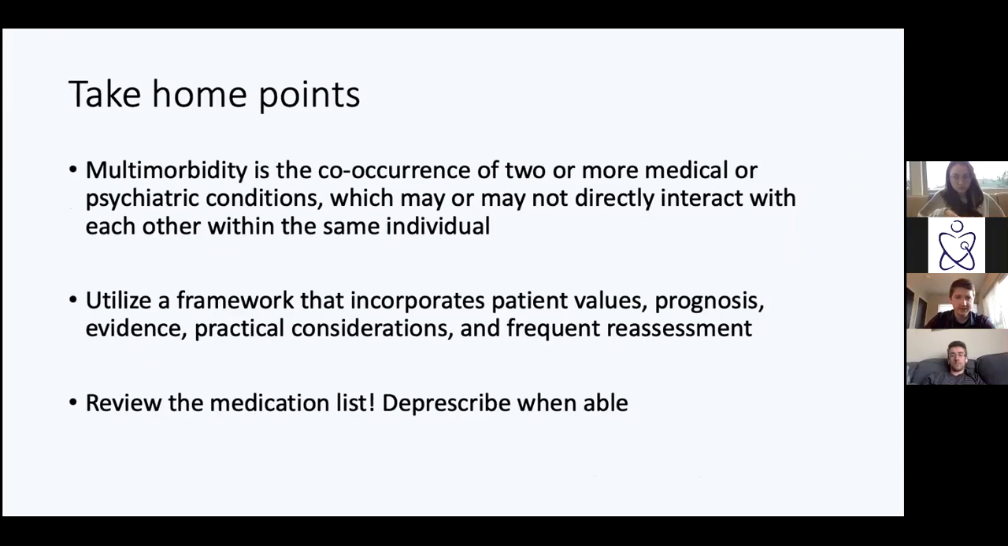So what are our take-home points? Again, this is really just intended to be an intro to get you thinking more about looking at the data. And I think utilizing things like Kaplan-Meier curves can be really helpful. And then having a framework for multimorbidity, which we encounter all the time. Review the med list and deprescribe when you can, because it's really rewarding, and it helps patients.